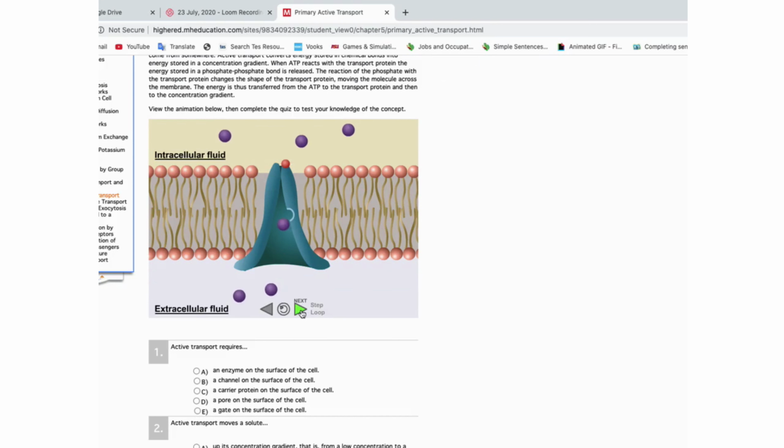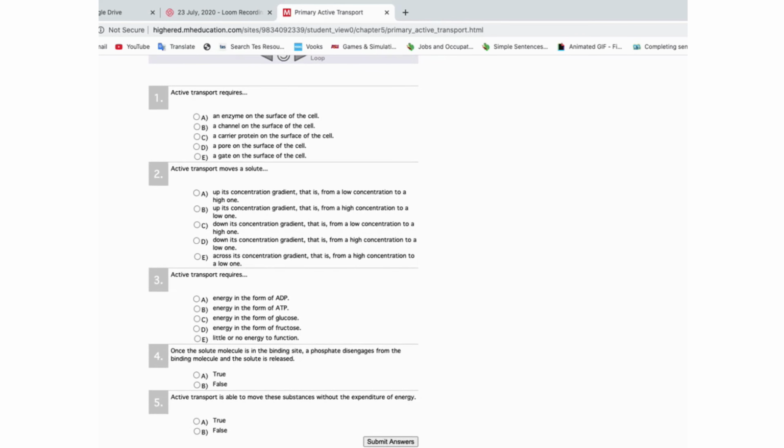So then the ion actually binds to it and it opens. The potassium goes inside. Then another ATP hydrolysis happens. Another potassium ion goes inside. This is actually how it happens, and these are questions that you're going to answer.